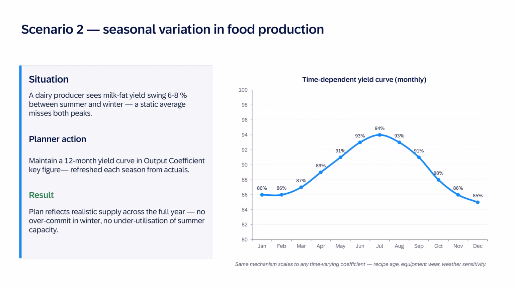Or take a seasonal dairy. Fat and protein content drift across the year, so the yield from the same volume of milk drifts with it. With month-by-month coefficients, 86% in January, 94% in July, back down to 85% by December, the plan now mirrors the seasonality your operations team already lives with.